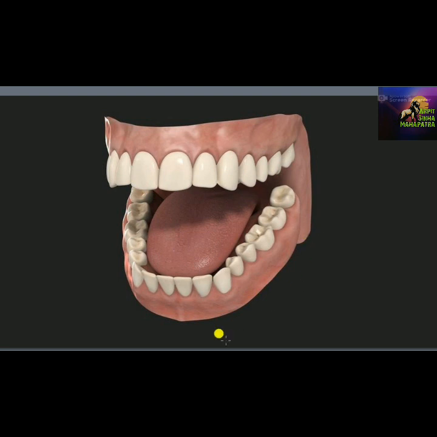These 8 teeth are called incisors. So we will write that these teeth are called the incisors. Incisors help to cut and bite any food. They help in cutting and biting any type of food.